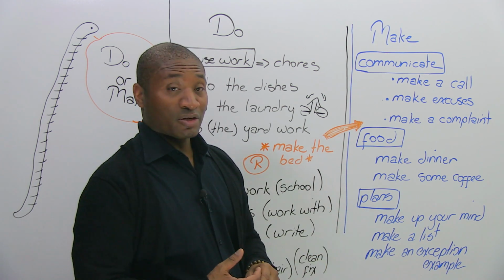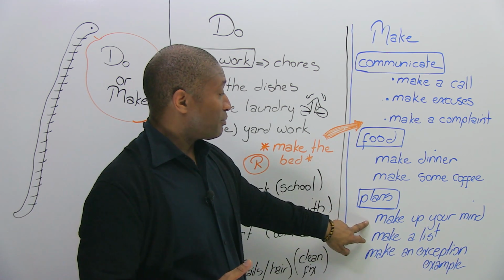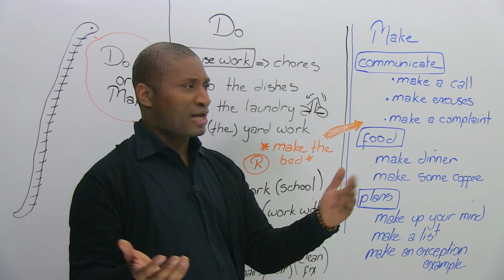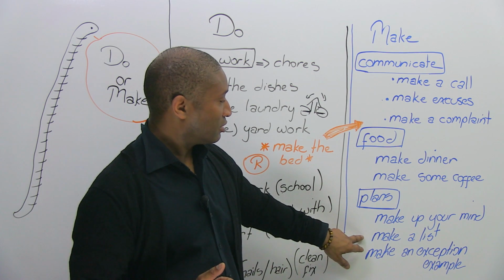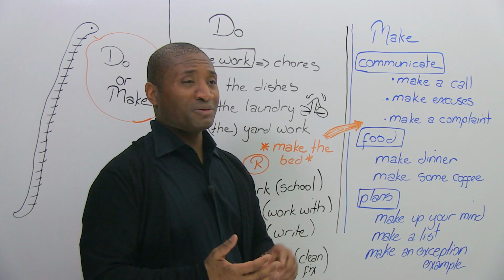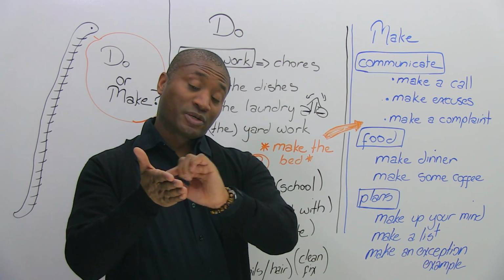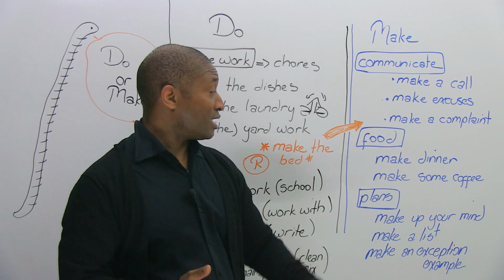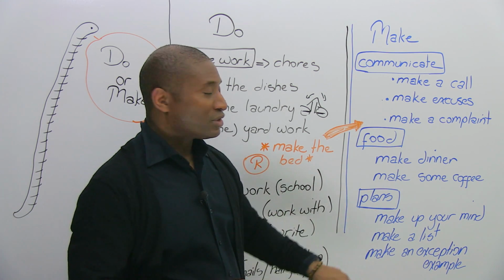Plans. You can ask somebody to make up your mind. Decide. Make a decision. Give me something one way or another, A or B, up or down. Make a list. So what do you want to do on your vacation? Hey, why don't you make a list? That means write it out for me, and then I can look at it later on and make a decision on that.